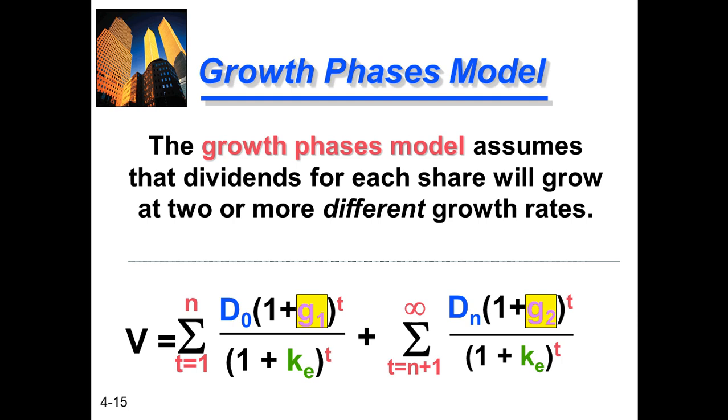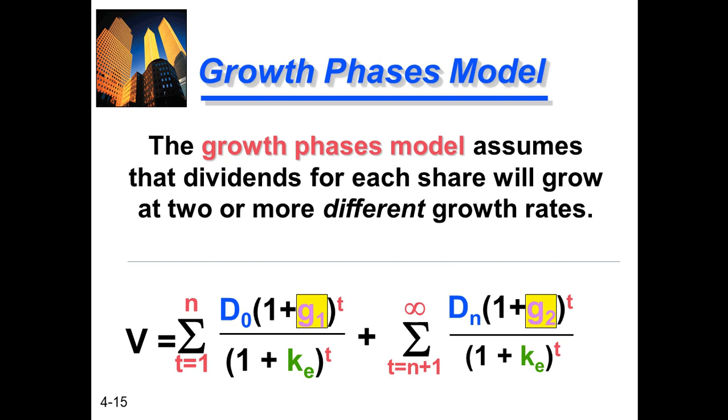Now the third model is the growth phases model. Dear students, you are supposed to concentrate most on this. It's a lengthy process and step by step we will find out the value of the growth phase model. The growth phase model assumes that dividends for each share will grow at two or more different growth rates. So the general basic formula for the growth phase: V is equal to the summation of D naught multiplied by 1 plus growth rate 1, whole to the power of T, divided by 1 plus K whole to the power of T, plus the summation of all future cash flows.